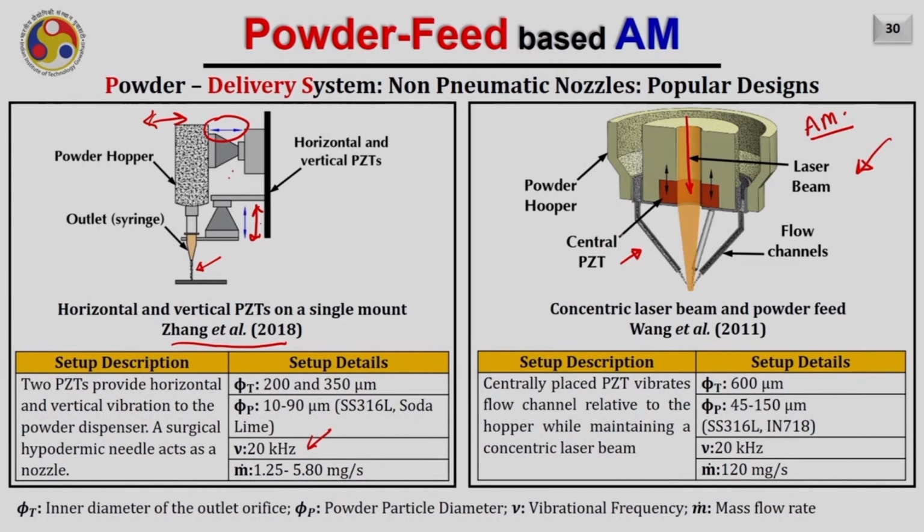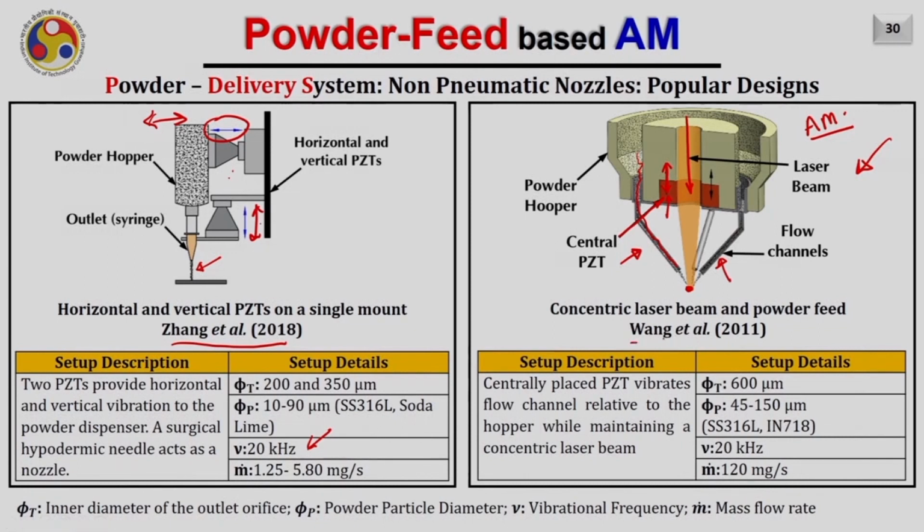Here you can see there is a central piezoelectric. This particular red color material is nothing but the piezoelectric, and if required this piezoelectric actuator can move up and down like this. When the appropriate vibration is given, the powder particles will start flowing through this cone and deliver the material towards the molten pool. The tube diameter or the channel diameter in this case is around 600 micron and the powder particle size is 45 to 150 micron.